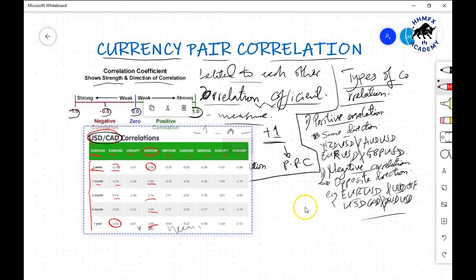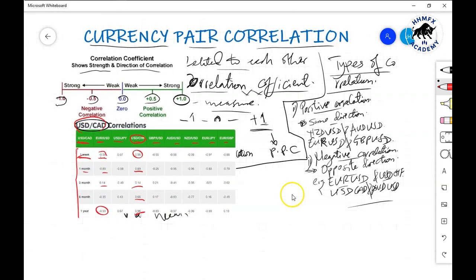But we have another type of correlation. The last, third type is known as zero correlation. In zero correlation, currency pairs do not correlate in any way. They are moving randomly. In simple terms, they totally move in a random direction.